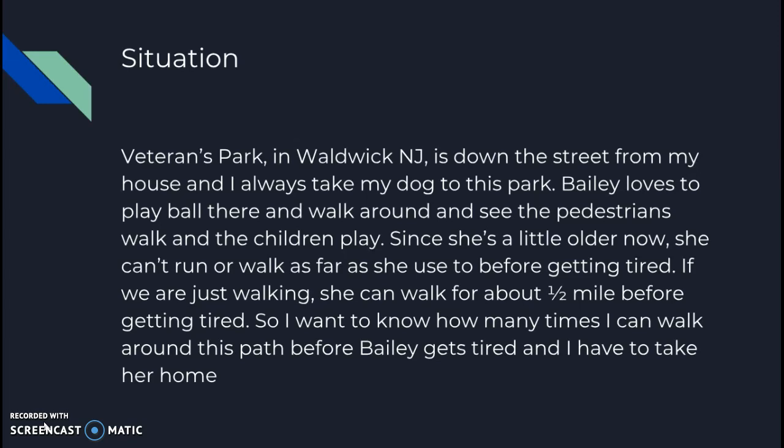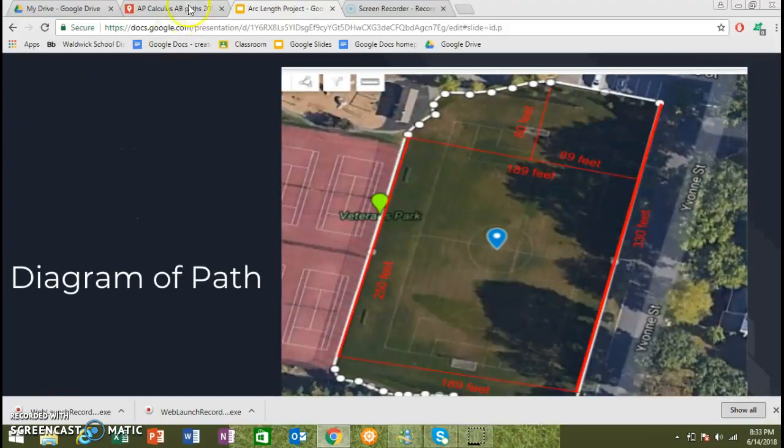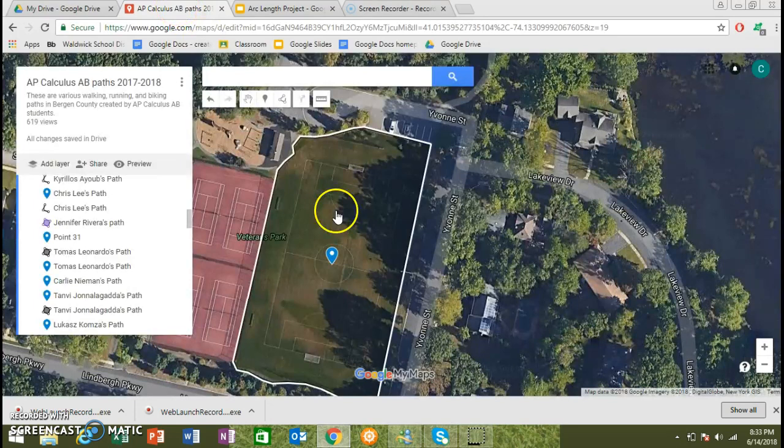So if we're just going for a walk, she can walk for about half a mile before getting tired. So I want to know how many times I can walk around my path before Bailey gets too tired and I have to take her home. So quickly going out of this, I can show you my path.